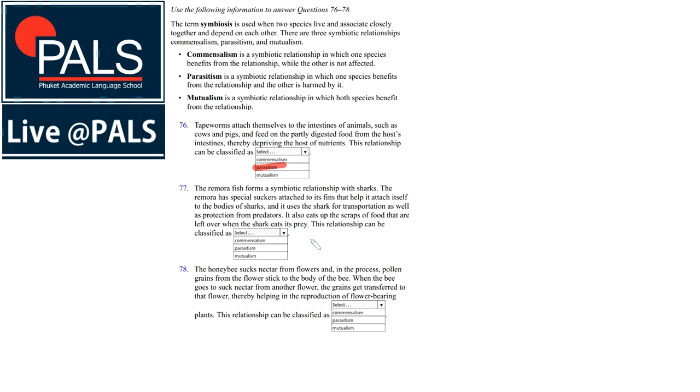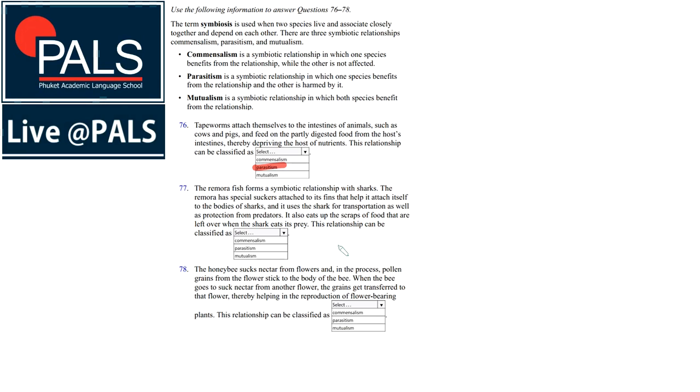This relationship can be classified as, so the remora fish obviously benefits from this relationship in many ways. It uses the shark for transportation, so it gets around faster, has to use less of its own energy. It is protected, sticking to the shark, since its predators will not come close to the shark, since the shark may be a predator of the remora's predators, and therefore they are safer. And it gets some food, the scraps, the leftovers from the shark eating.